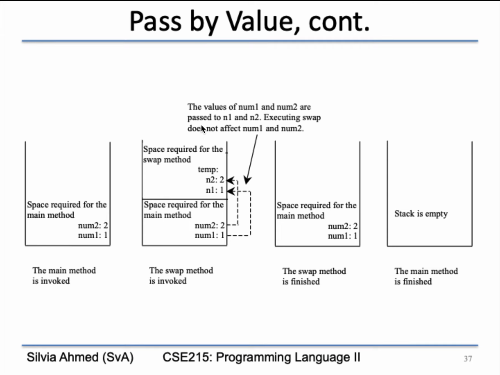When this is done and we come back here to the main method, the important thing is the values of num1 and num2 were copied into n1 and n2. Whatever changes happen here have no effect on the original num1 and num2 values. So these values remain unchanged and the swap never happened on the original values. Okay? And when we are done, the stack is empty. This is very important.